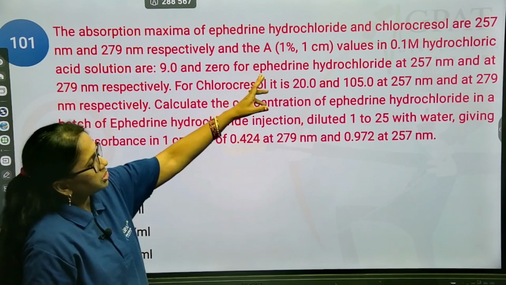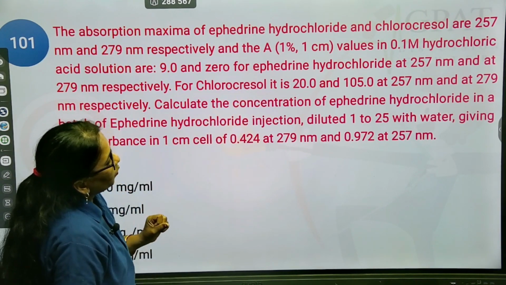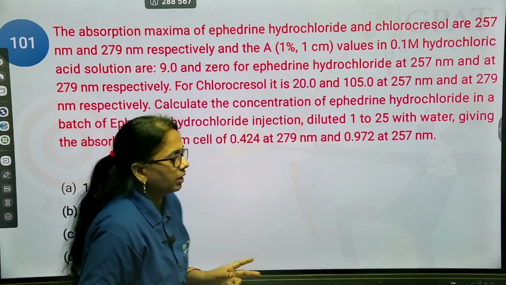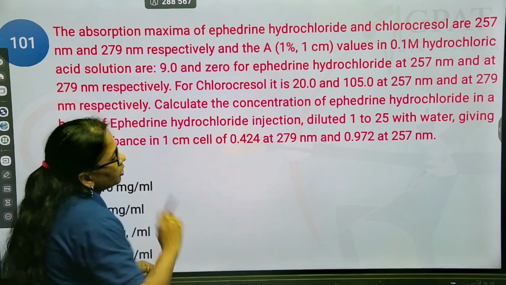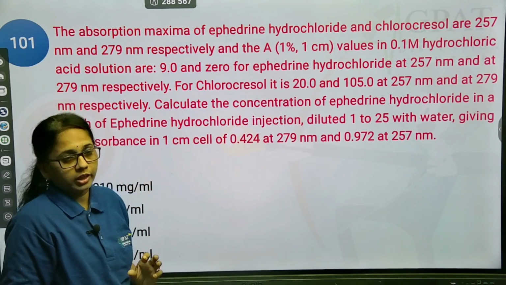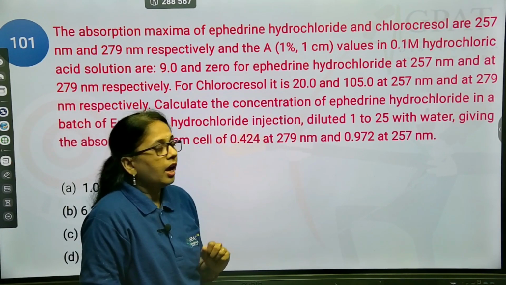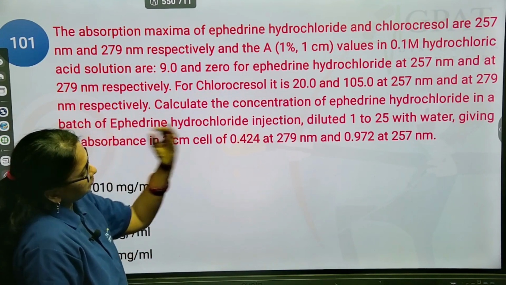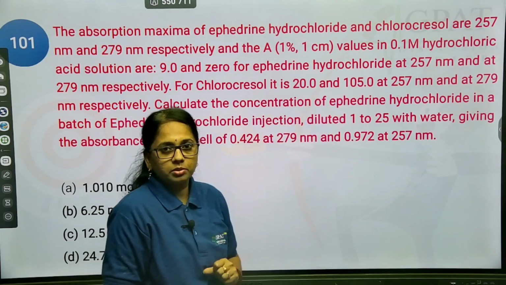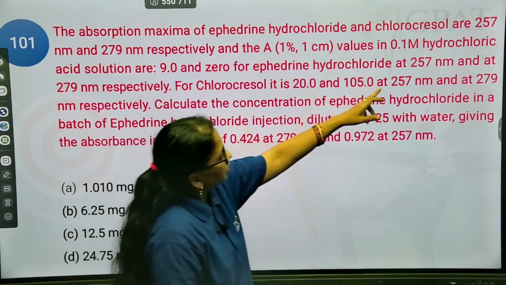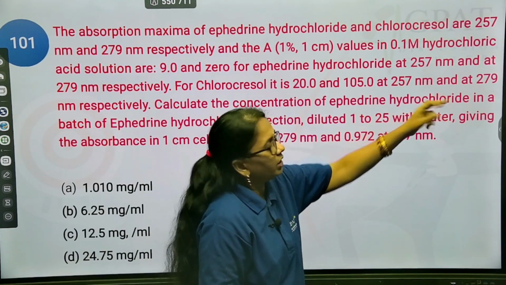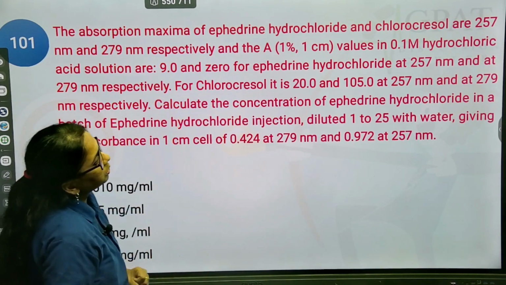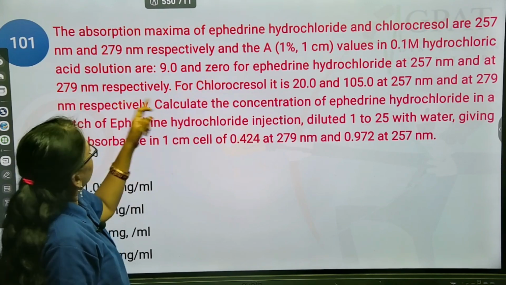What information they have given is the A 1% 1 cm values at 257 and 279 nanometers for both the drugs, and they are asking the concentration of the ephedrine hydrochloride in the injection. What we need to do first is determine the chlorocresol concentration also, because it is going to give absorbance at both 257 and 279 nanometers. But ephedrine gives absorbance only at 257 nanometers. At 279 it is 0.